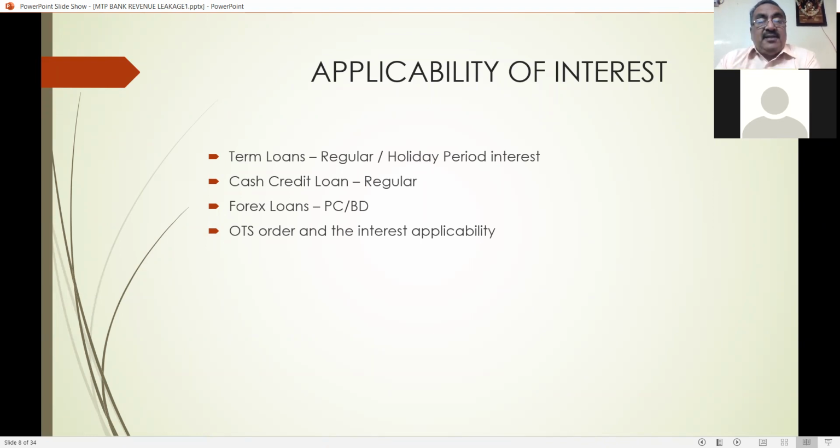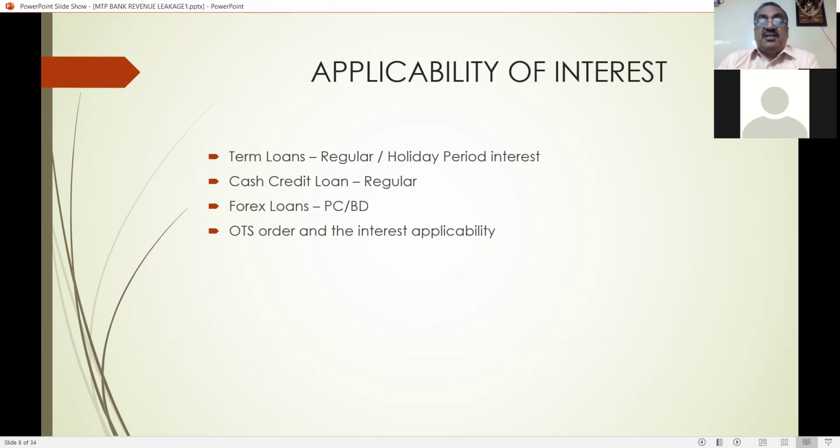In that branch, the manager said, sir, at the time when the loan was sanctioned, it was sanctioned by a scale 2 manager. And now I am scale 4. So I have got the power to issue the one-time settlement. But the circular says, if the loan is sanctioned by the branch manager, then the OTS order has to be issued only by the next authority.